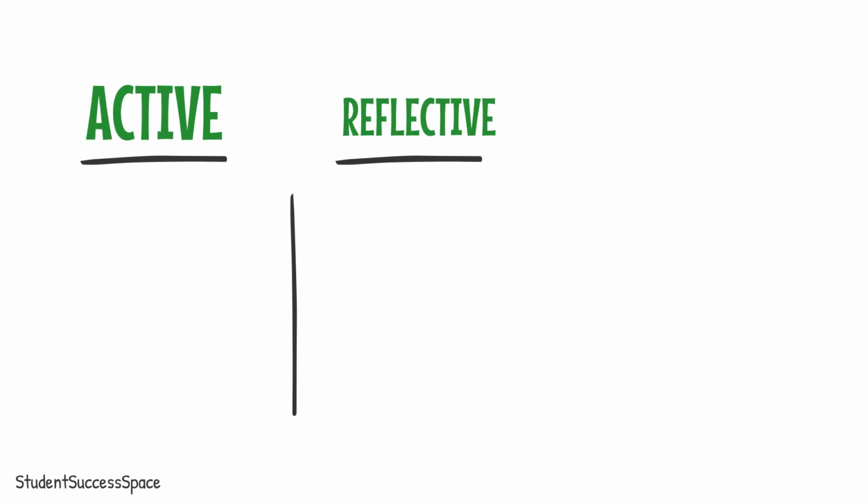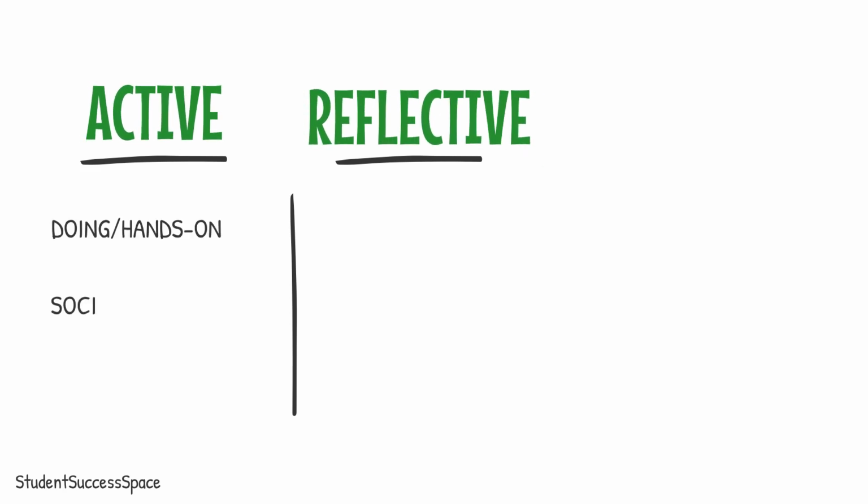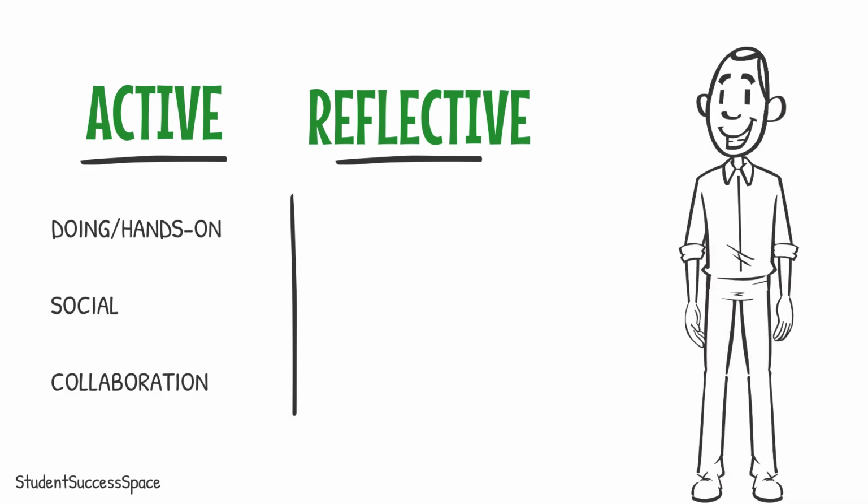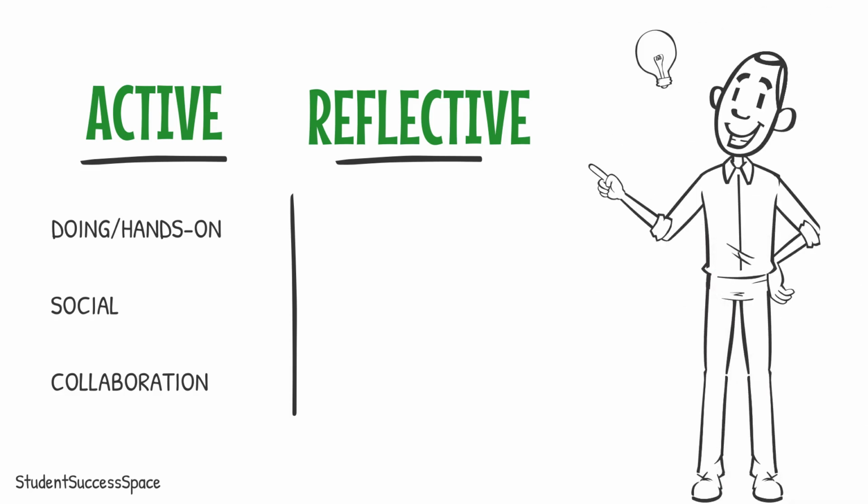Active learners prefer to be doing or external manipulation of content. They will retain information best when they are using hands-on applications and doing something with the information. This can be as simple as discussing or teaching the information to others. The active learner also prefers more group interactions and social learning or collaboration.